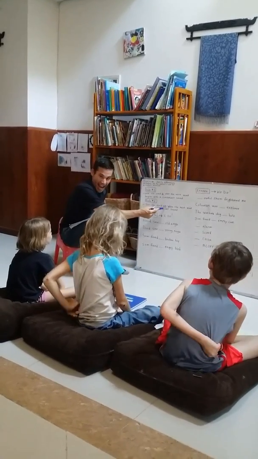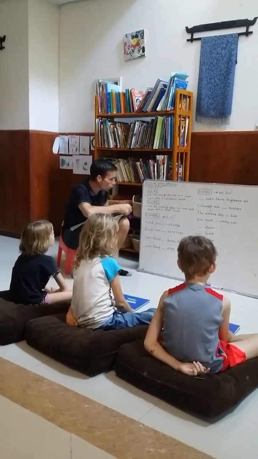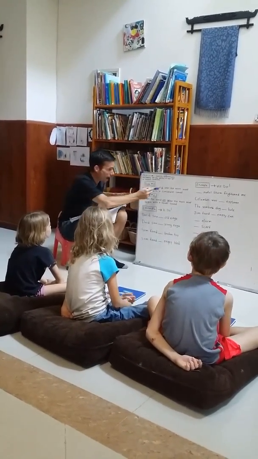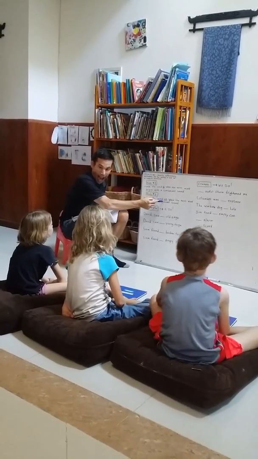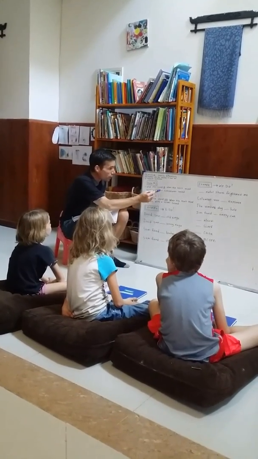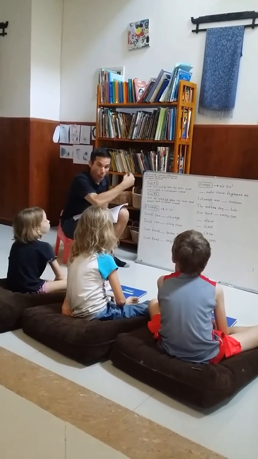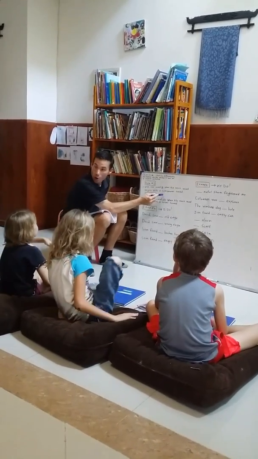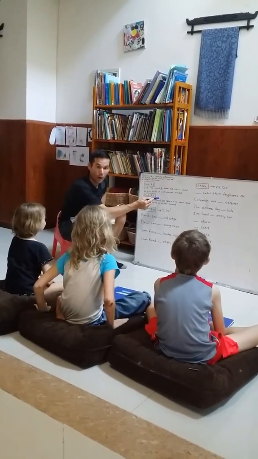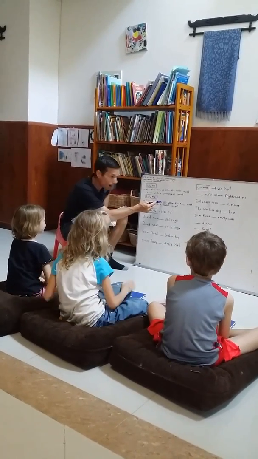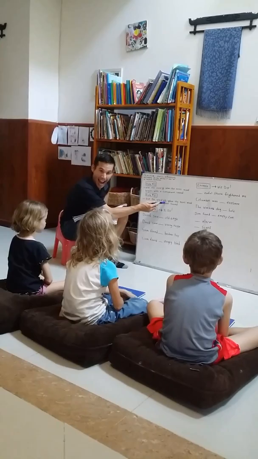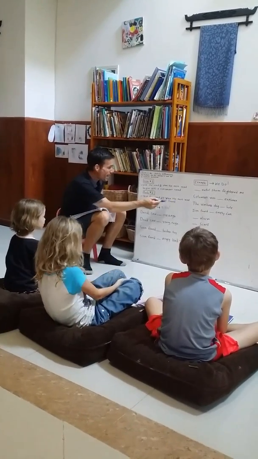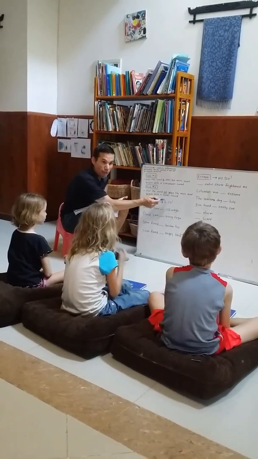Use the word an when the next word begins with a vowel sound. So here's the difference. We have a and we have an. We use a when the next word starts with a consonant like C or G or H or B, right? But we use an when the next word begins with a vowel sound.